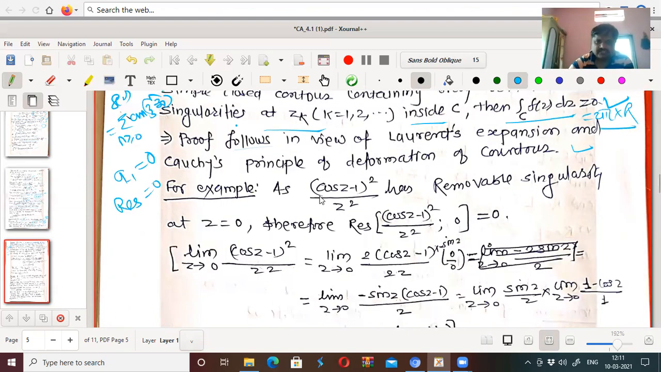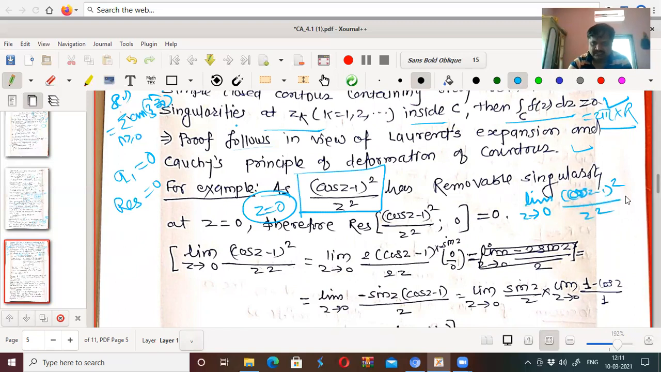For example, we know this example: (cos z minus 1) whole squared upon z squared. The singularity is at z equal to 0. Now we will see whether it is a removable singularity, a pole, or something else. When we say removable singularity, the limit as z tends to 0 of (cos z minus 1) whole squared divided by z squared should exist and be a finite L. If it exists, then we can say that it has a removable singularity.